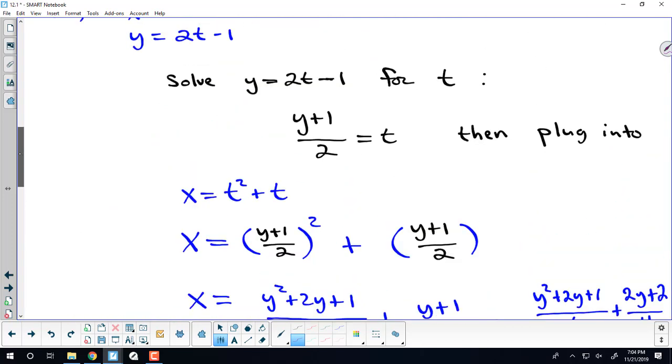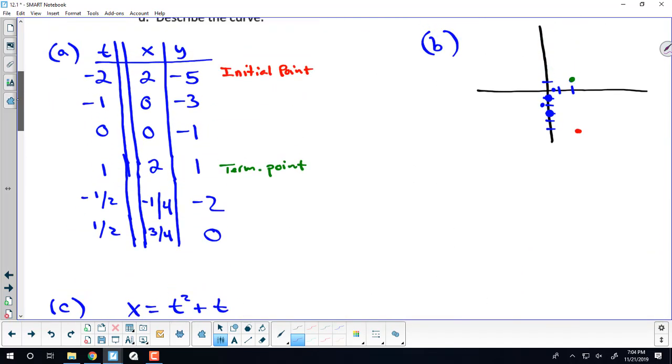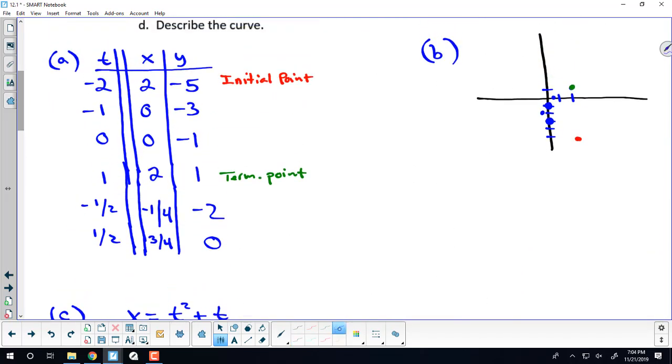So that's what we've got. Go back up to the graph. We've got this as a quadratic. Initial point here. So we're unfolding in that direction. A nicer graph there.